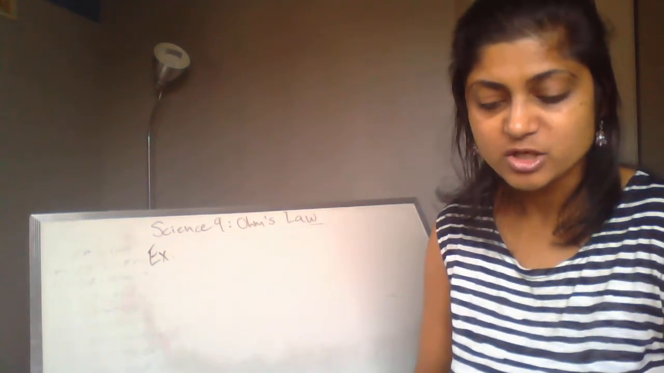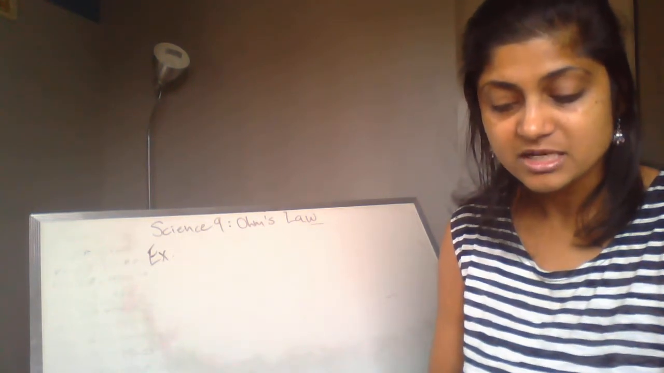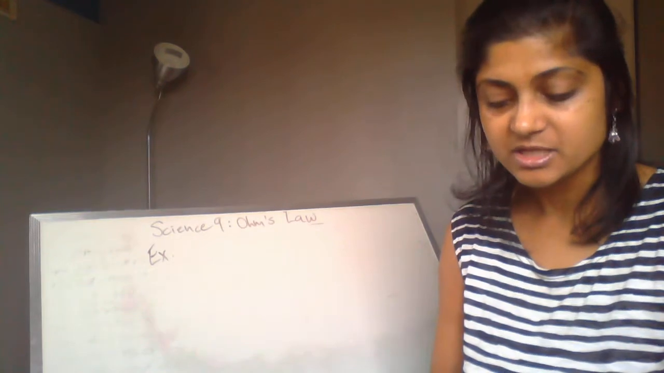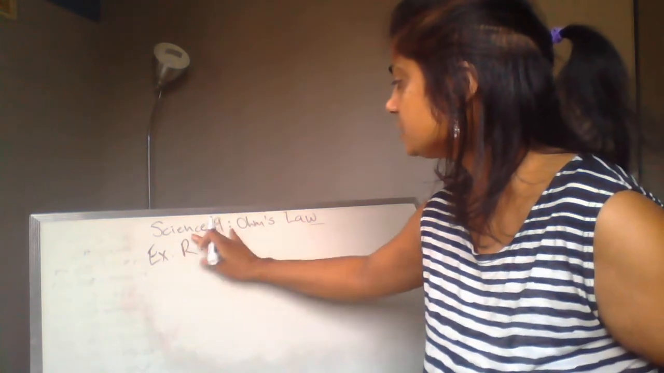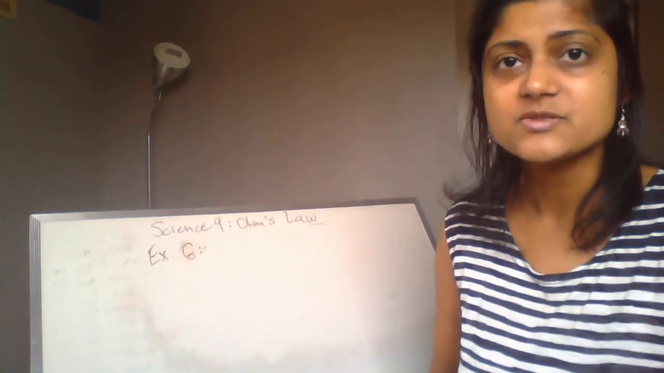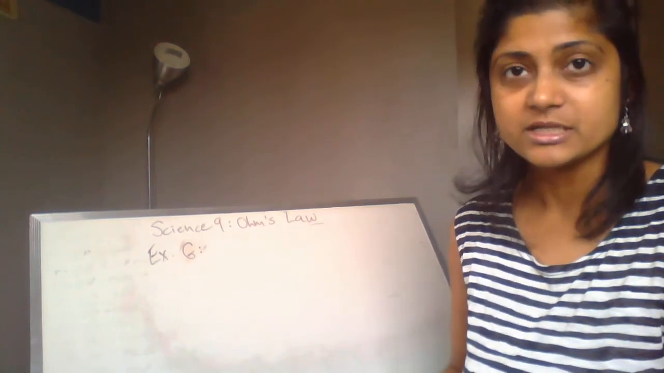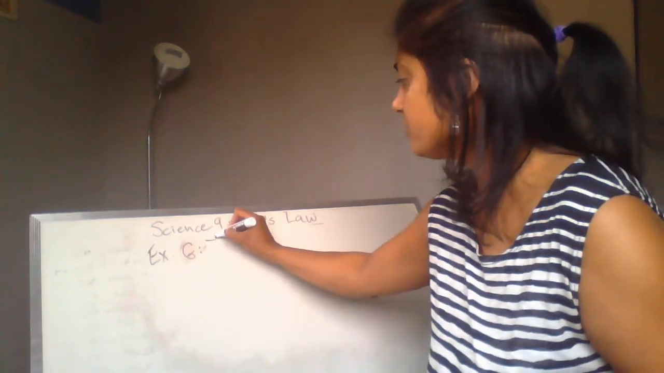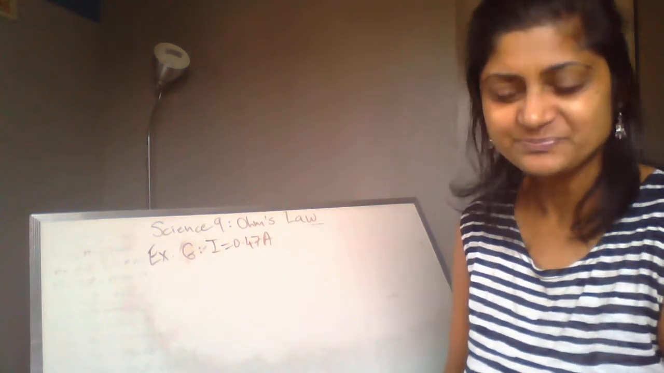A technician is checking the circuits on a vehicle. The technician measures the current entering a component as being 0.47 amps. So I'm going to put the G first, okay? This is the GRASS method. The G stands for given. Whatever is given in the question, that's what I should be writing down first. So the current is 0.47 amps, all right?